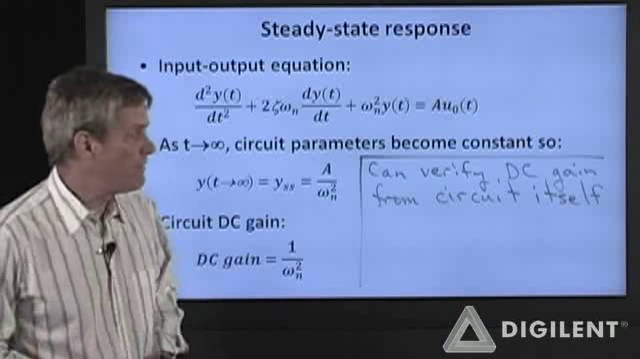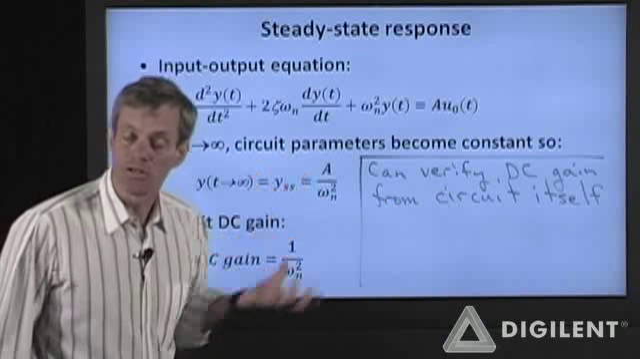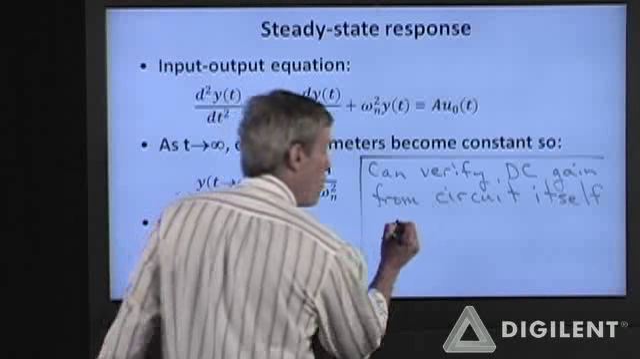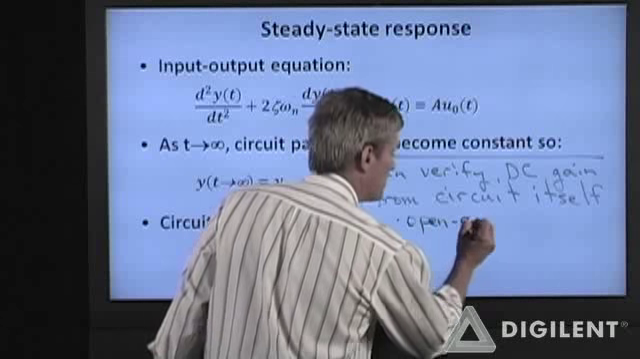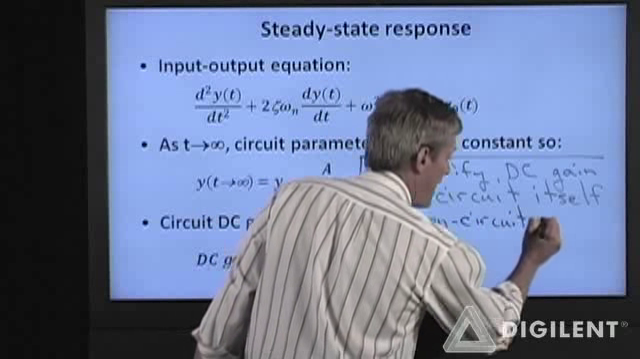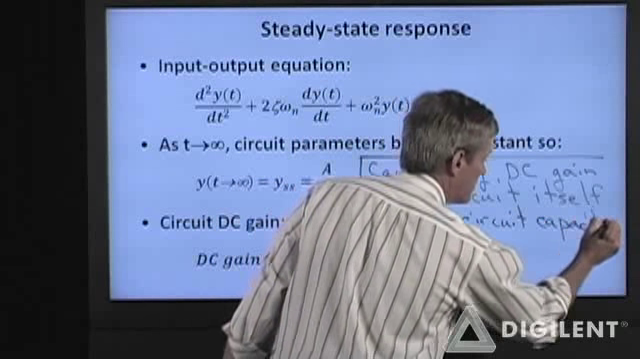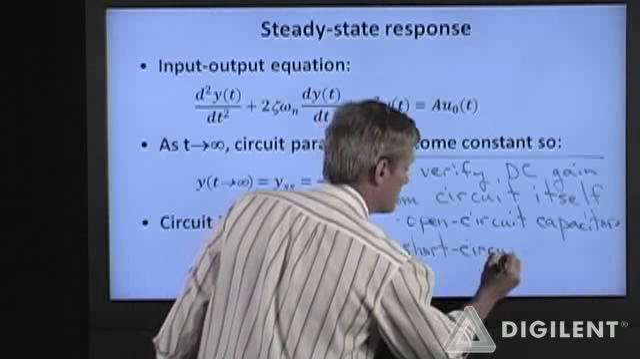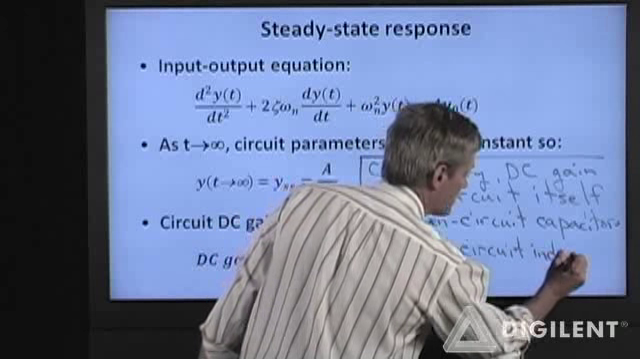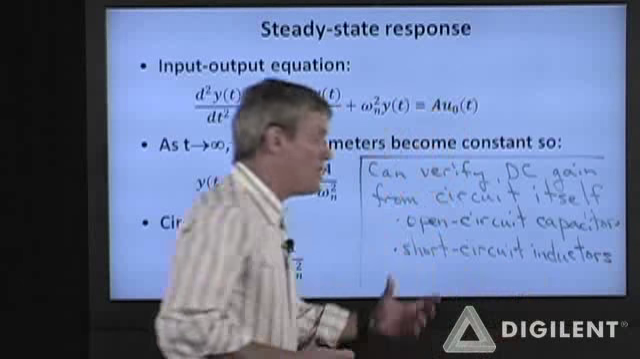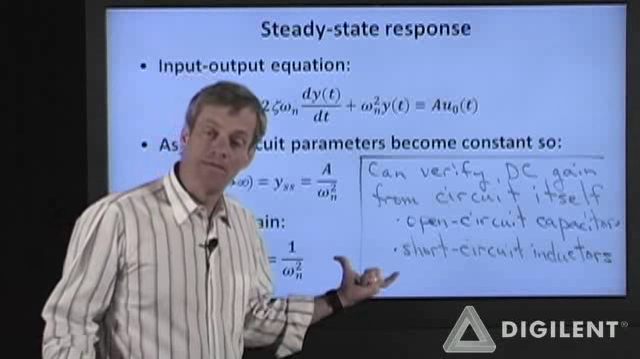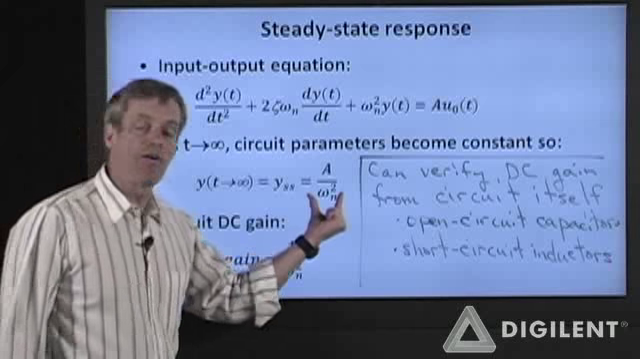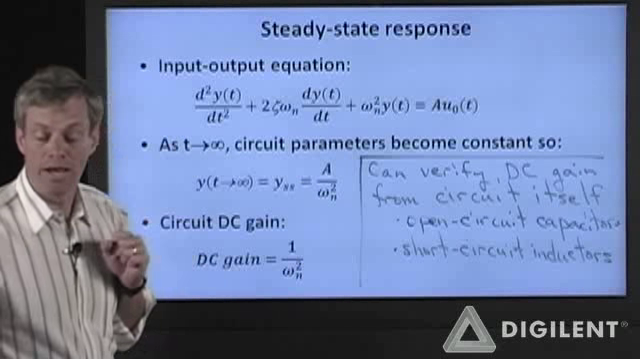As t goes to infinity, if you have a constant input, all the circuit parameters have to become constants. If the circuit parameters are constants, you can open circuit the capacitors and short circuit the inductors. You can look at the resulting resistive circuit, determine the steady state output response, and compare that with what you get from the differential equation.